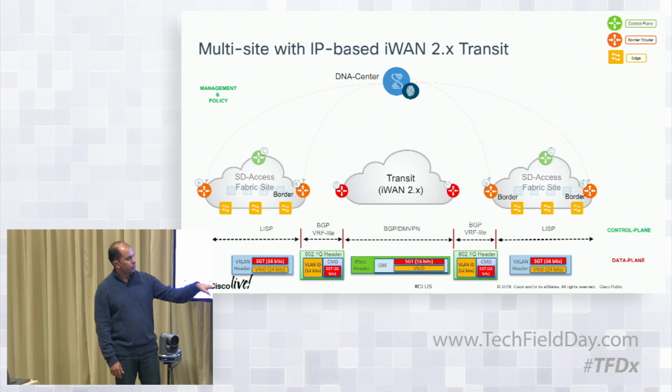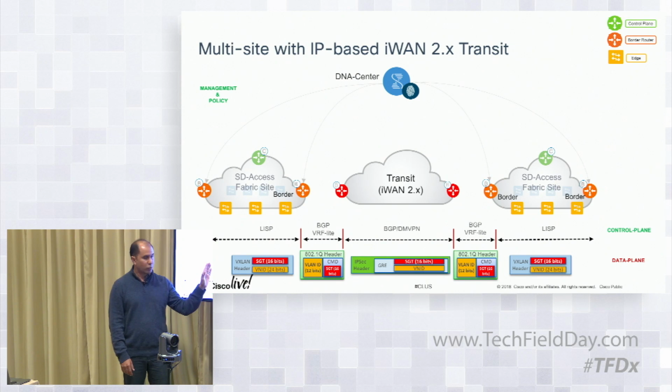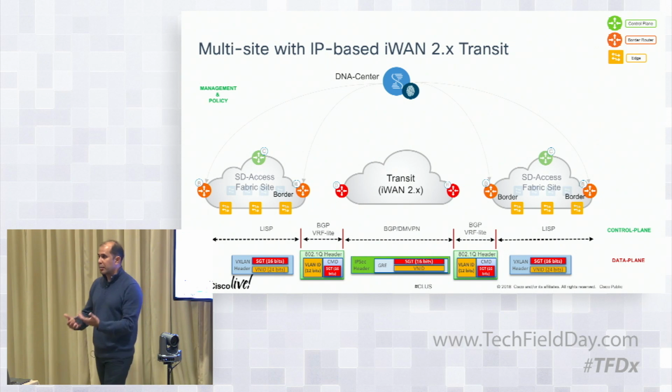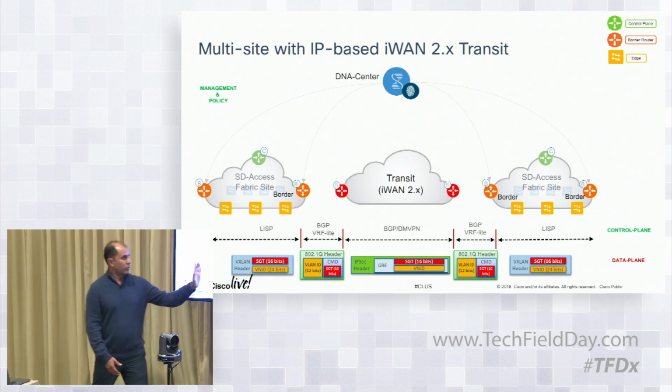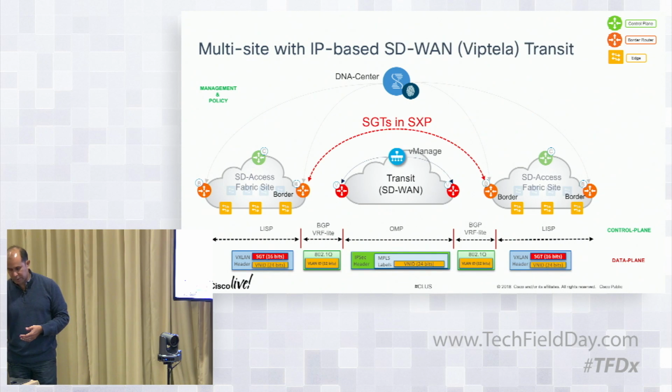Okay, so what I've eliminated in the case of IWAN 2 is the need for me to actually have an SXP arc between the borders in one site and the borders in another site. So this is what I refer to as our IP option for the transit. Okay, so you can see it's very generic.